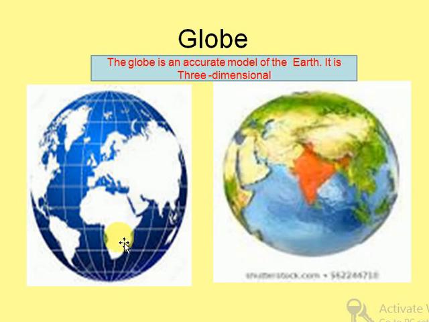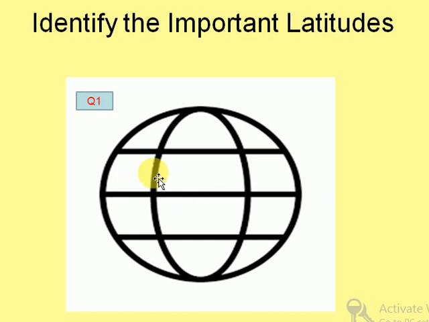What are these? Yes, in fact, these are the grid systems, and they are latitudes and longitudes. You have already learned in the previous module the importance of latitudes and longitudes in detail. So let me ask you a question. Here in the form of a globe, there are some lines in front of you. Identify the important latitudes. We have discussed more on these latitudes and longitudes, their importance, so you must know these important latitudes.